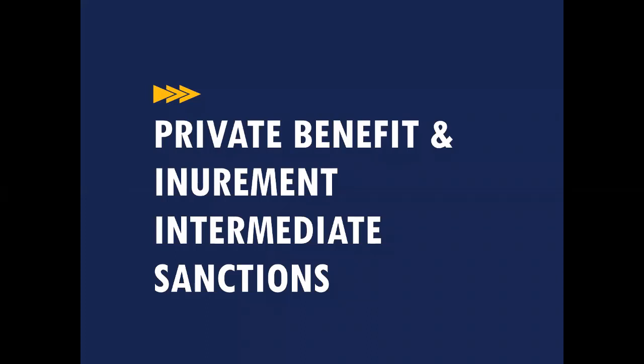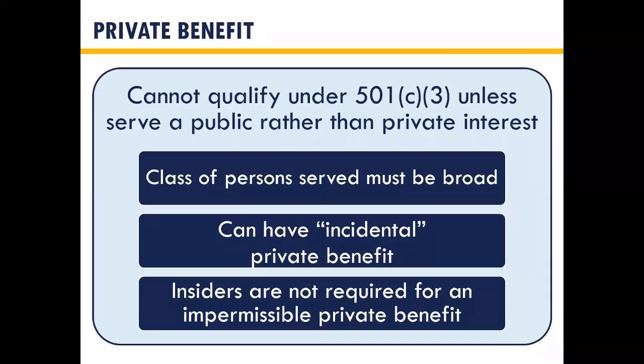The next area is private benefit and inurement transactions. These are an area that really can result in hefty fines and penalties for tax-exempt organizations and also the individuals that are associated. It's an area where failure to comply with these provisions can directly result in the loss of an organization's tax-exempt status. We'll start with private benefit.